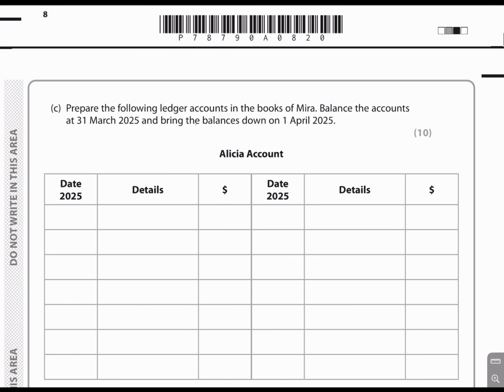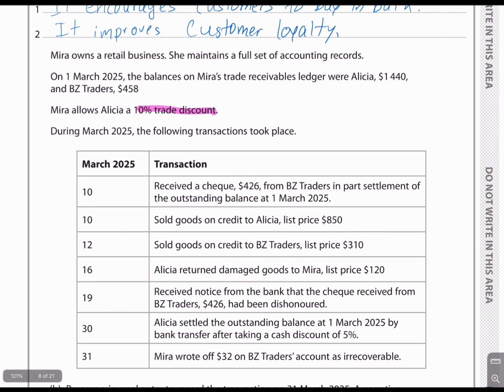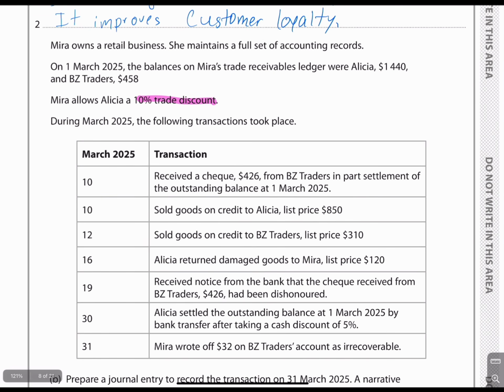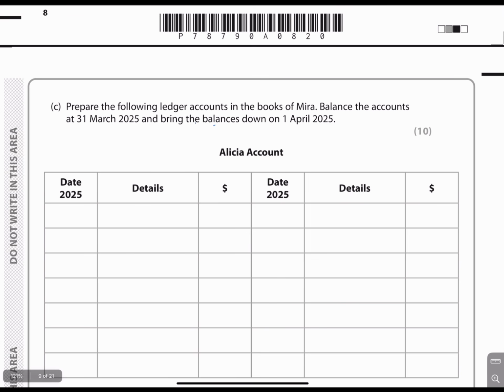Always remember whether this is your receivable or your payable. As Alicia is our customer, right? Well, how do we know she's our customer? Because we are selling our goods to Alicia. So for Alicia, we put balance b/d on debit side because she is a customer. So we are receivable from her. Balance b/d 1440. And do give the date. It would be March 1, 2025.